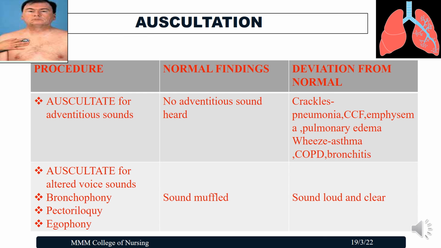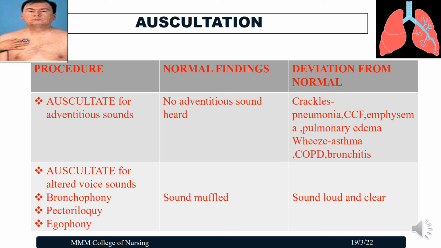In the procedure of auscultation, we should auscultate for adventitious sounds. In the normal findings, there should not be any adventitious sound heard. The abnormal adventitious sounds we can hear are crackles in case of pneumonia, congestive cardiac failure or emphysema, or in case of pulmonary edema, or wheeze in case of asthma, COPD or bronchitis.